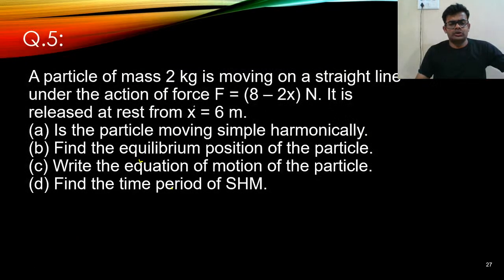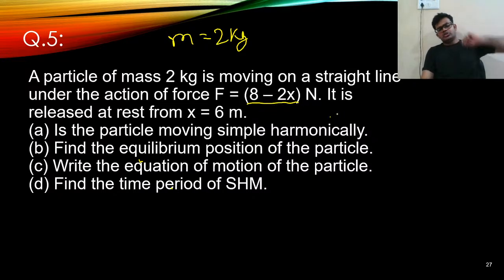Okay, so I am going to solve this question. A particle of mass 2 kg, m is equal to 2 kg. It is given that F is equal to 8 minus 2x. So we need to convert it into F is equal to minus kx format. So we'll convert it. Don't worry. It is released from rest at x is equal to 6.